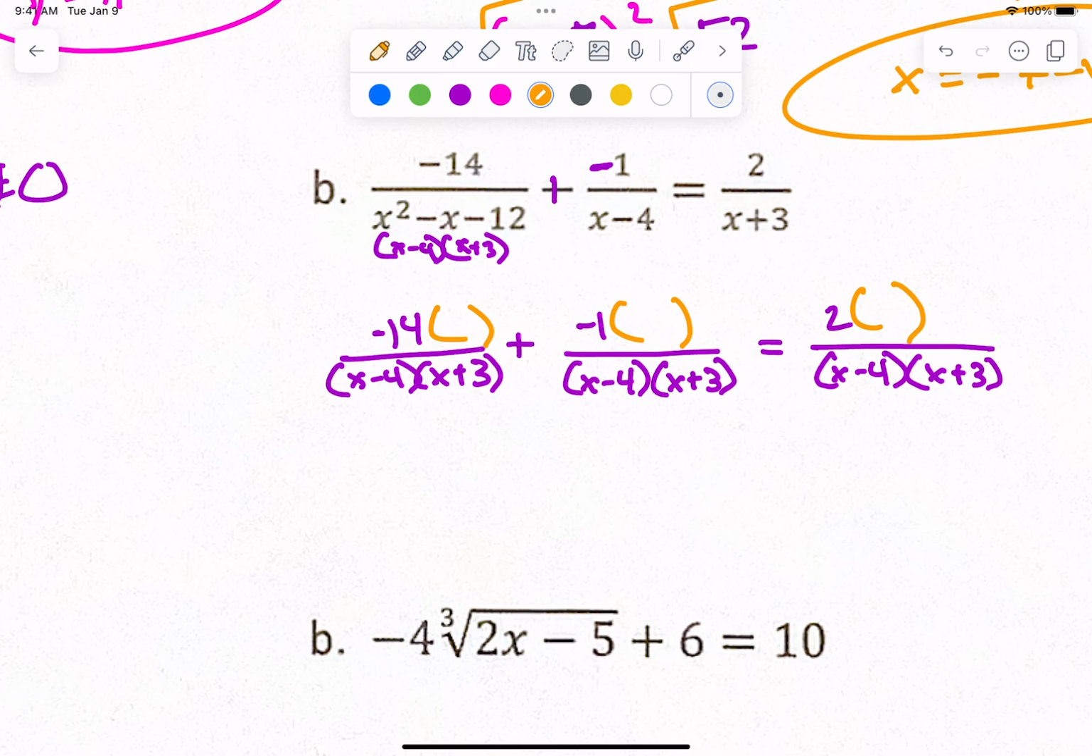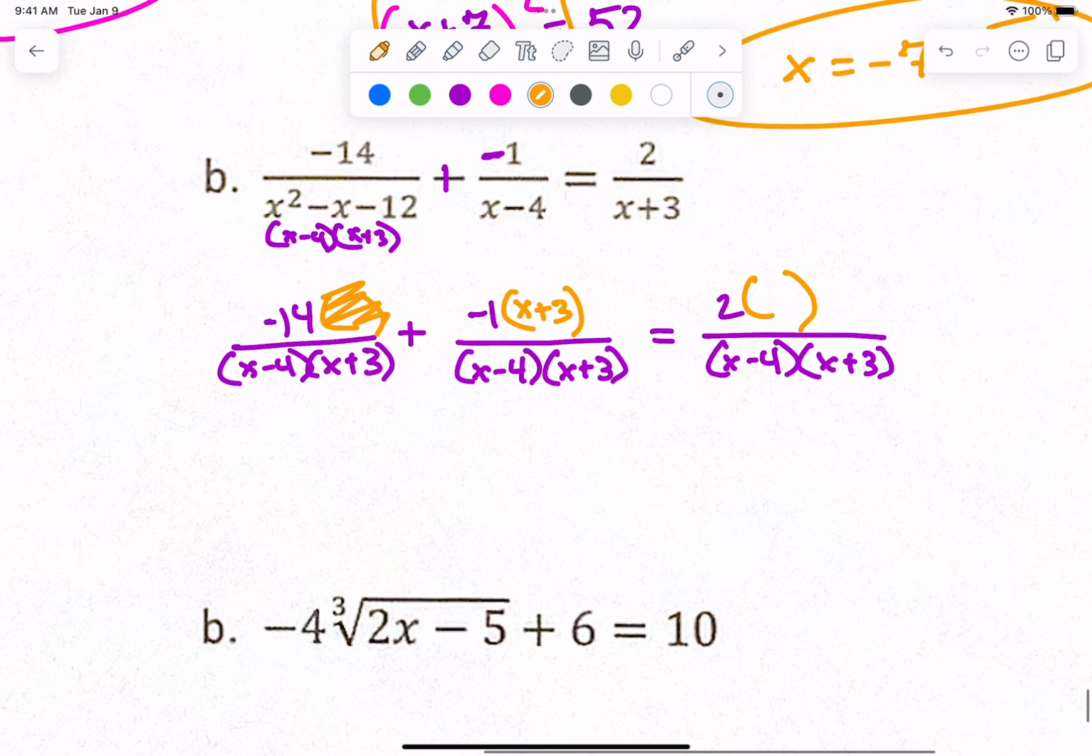Are we ready? The first one doesn't need anything. What's the middle one need? The x plus 3. The third one needs x minus 4.